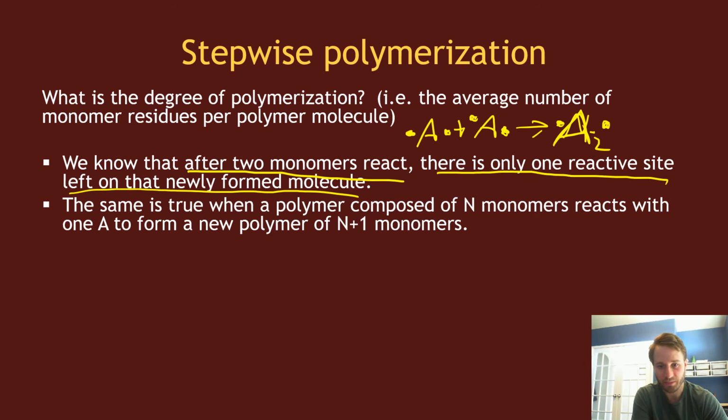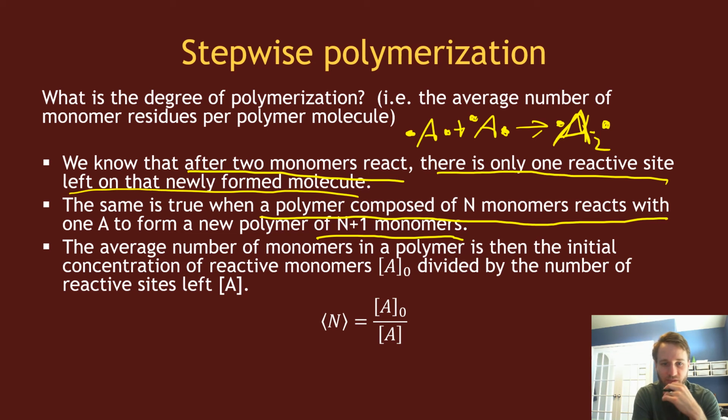And again, the same is true whether a monomer reacts with another monomer or with a polymer. So if a polymer composed of N monomers reacts with the monomer A, you get a polymer of N plus one monomers, and it reduces the number of active monomers by just one. Based off of this, the average number of monomers in a polymer is related to the initial concentration of reactive monomers divided by the number of reactive monomers left.